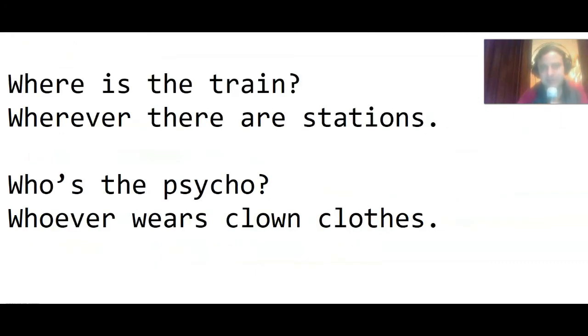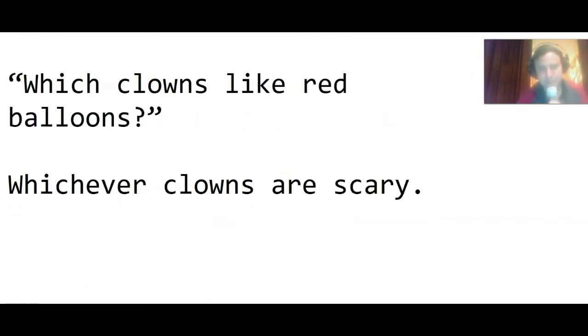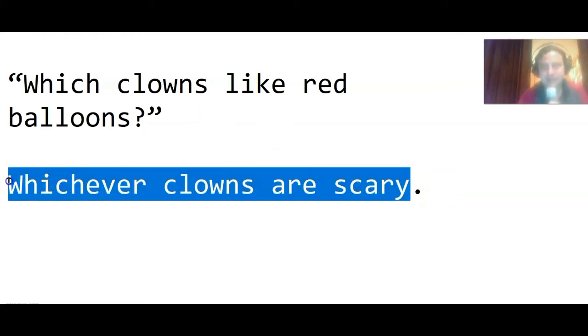Now some more complex ones with the ever. Where is the train? Wherever there are stations. Who's the psycho? Whoever wears clown clothes and holds a red balloon. Which clowns like red balloons? Whichever clowns are scary. Now, whichever clowns are scary, it's not really a sentence. It's a dependent clause. It is not independent. This is not a sentence, whichever clowns are scary.